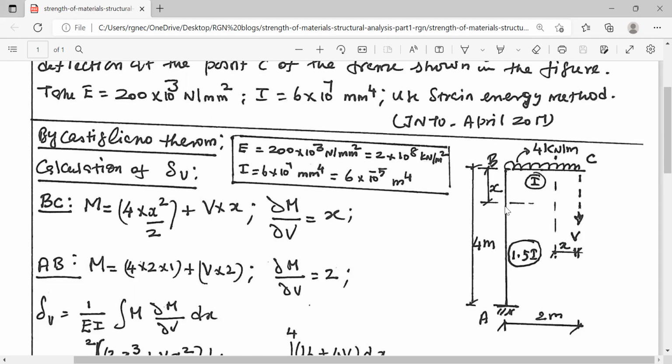Here the length of AB and BC are given in meter. Therefore, E is converted to kilonewton per meter square and I is converted to meter power 4.